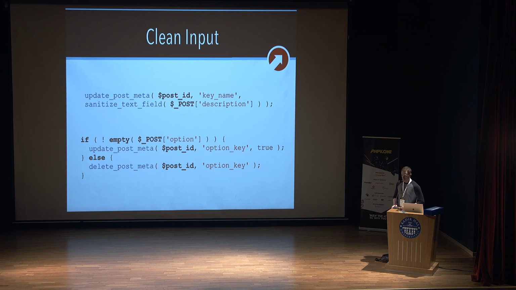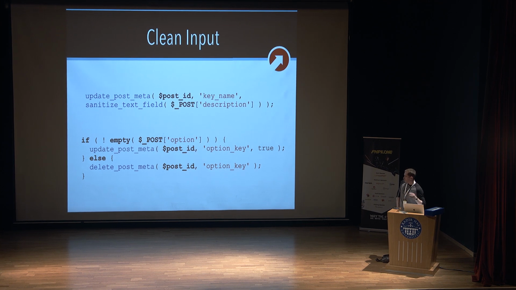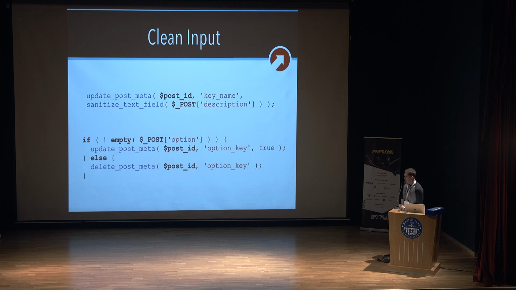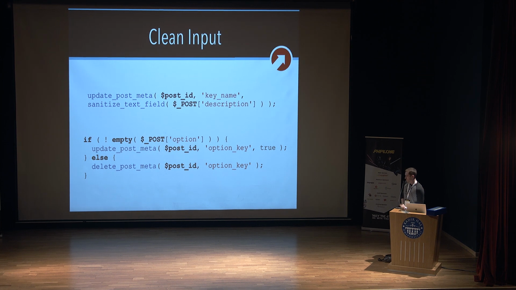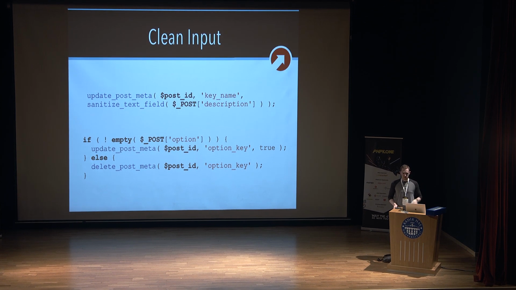WordPress out of the box gives us a variety of sanitization functions. I just have some examples up here. sanitize_text_field is a way to sanitize data. We're using that on meta that we're inserting in the database with update_post_meta. Below that, I have an example of us validating data. If we get a specific post variable, we just set true in the database, otherwise we delete the post meta. The key to that is not passing that unsanitized user input variable directly to the database, because update_post_meta doesn't do any sort of sanitization out of the box.